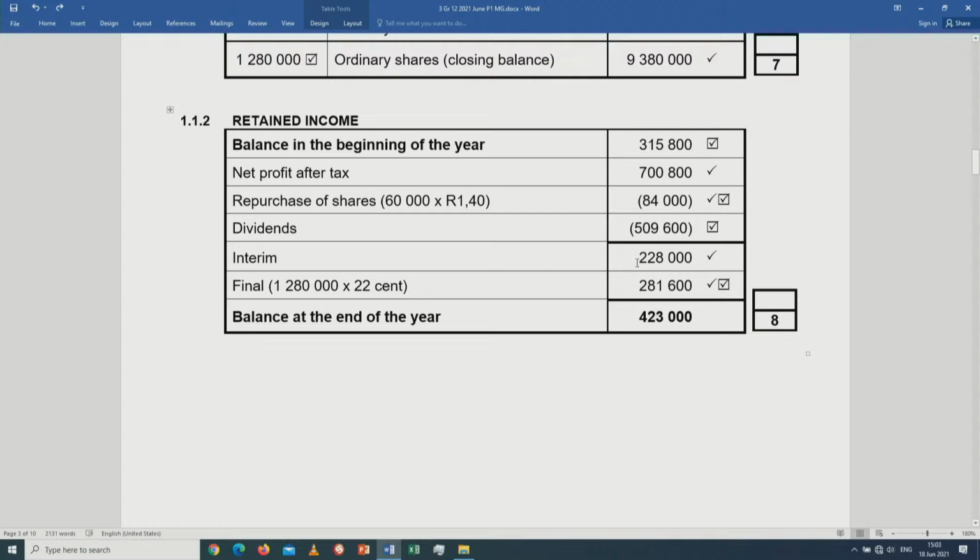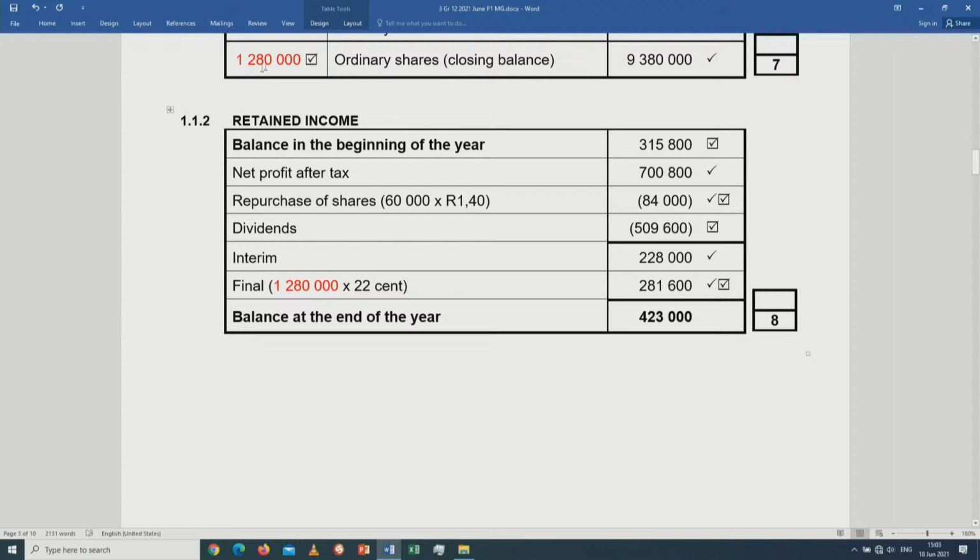Interim dividend paid, 228,000, 1 mark. And then this is supposed to be the calculation. The number of shares issued at the end, which is that figure there, is supposed to be there, multiplied by 22 cents equals that figure. If the figure is correct, it's 2 marks. If the figure is wrong, but you can see there, this figure is supposed to be the same as this one there.